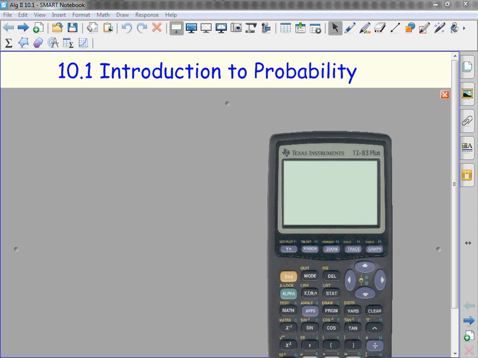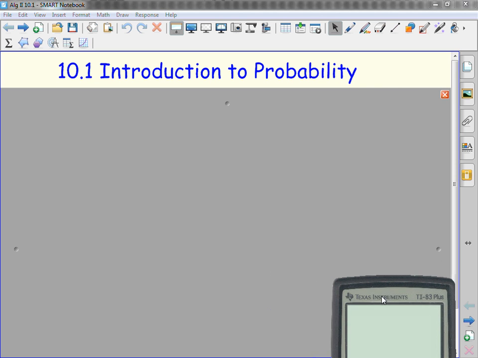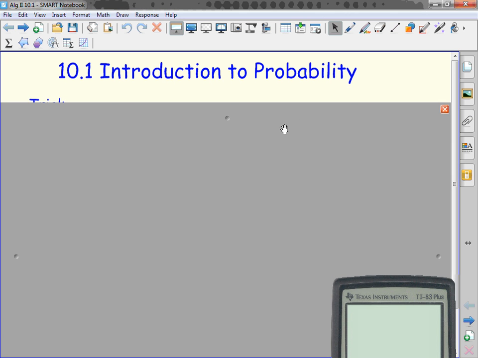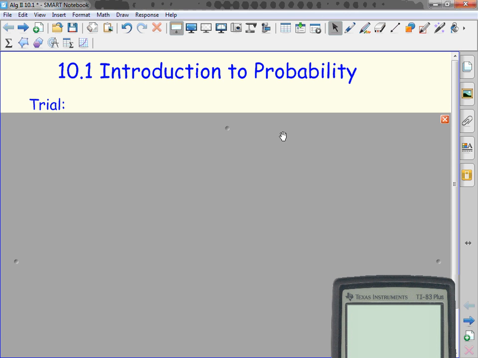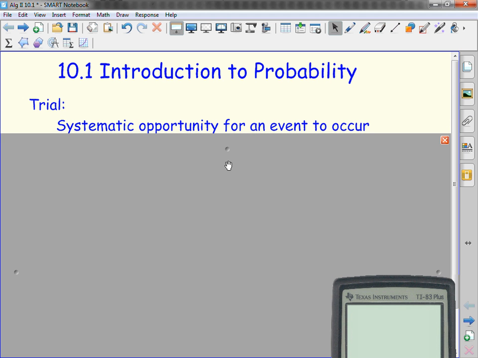Today we're starting 10.1, Introduction to Probability. When we're talking about probability, there's some definitions we have to know. First definition is what a trial is. When we're talking about probability, the trial is a systematic opportunity for an event to occur.